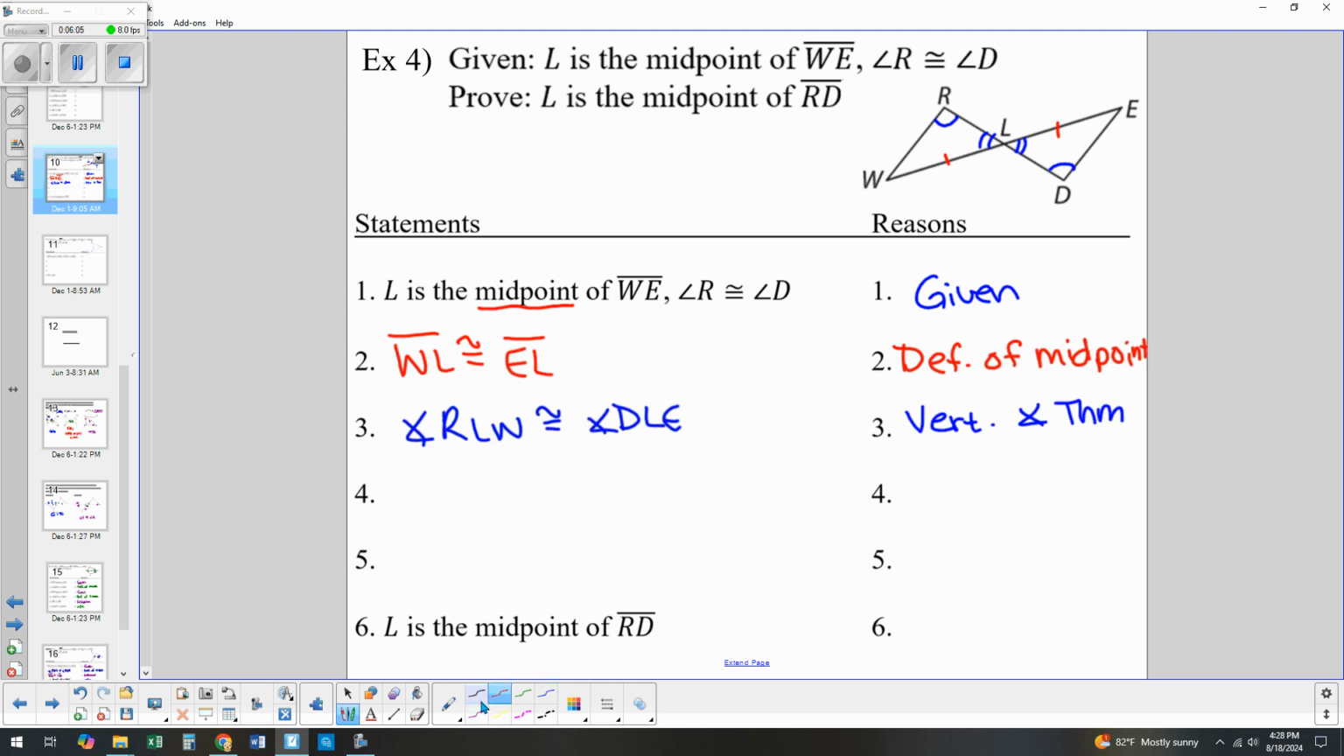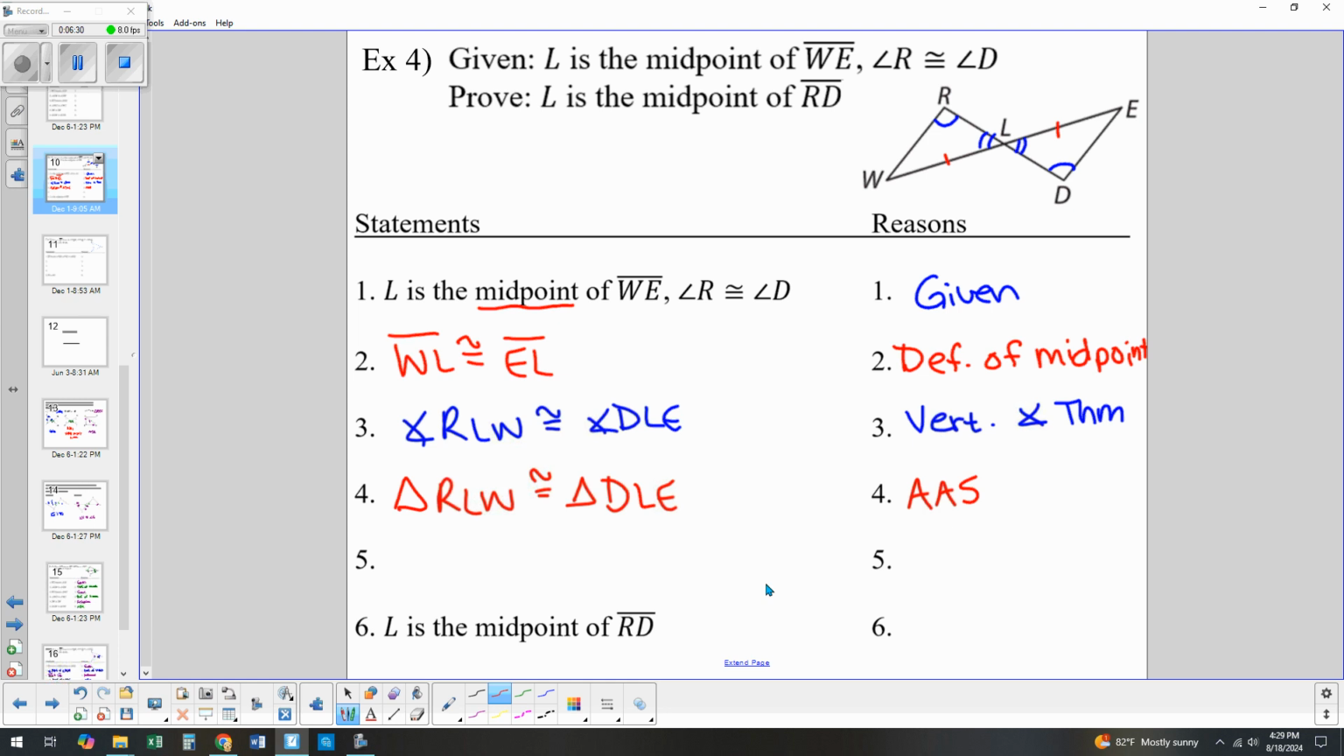So it actually looks like we have enough information to prove that the triangles are congruent. I have two angles and the side not between them, so I can use AAS to prove that the triangles are congruent. Let's say RLW, 1, 2, none. And now 1, 2, none is DLE.